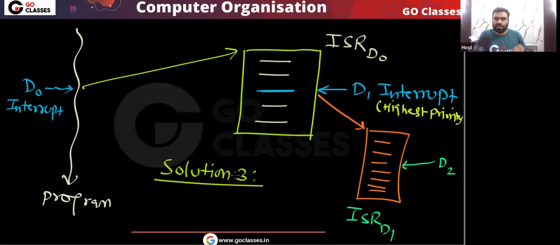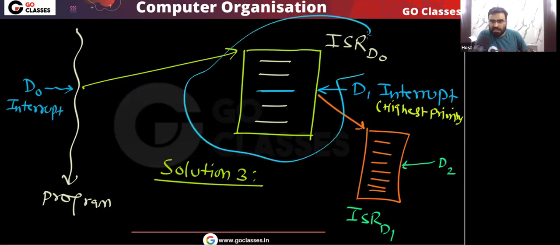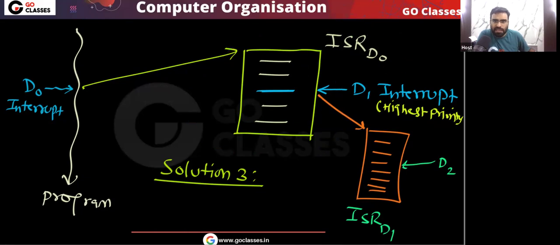Is this clear? So the idea is very simple. When you are running the interrupt service routine, if a higher priority interrupt is coming, then we will service that interrupt. If a lower priority interrupt is coming, then we will not service that interrupt. Okay, is this clear? So this is the idea.